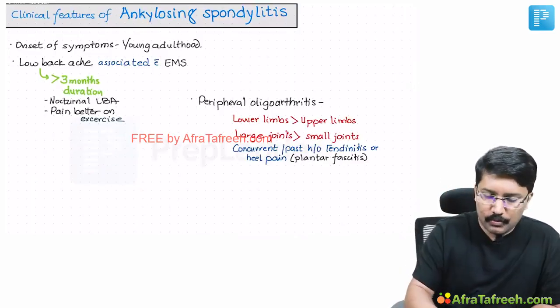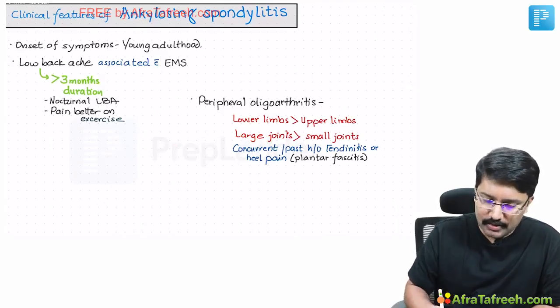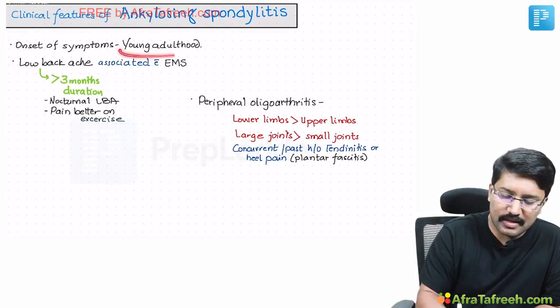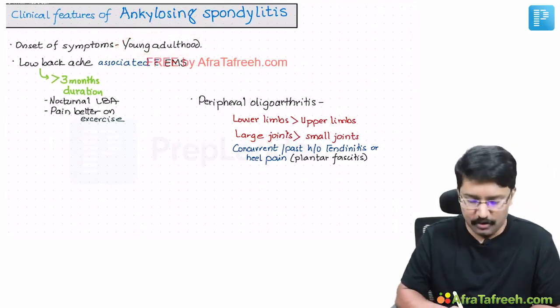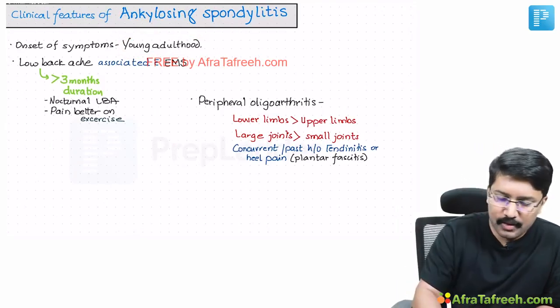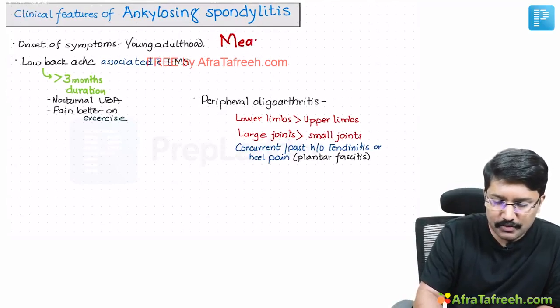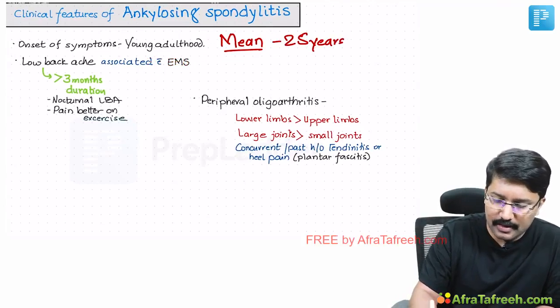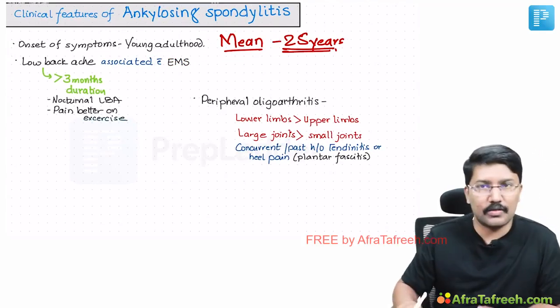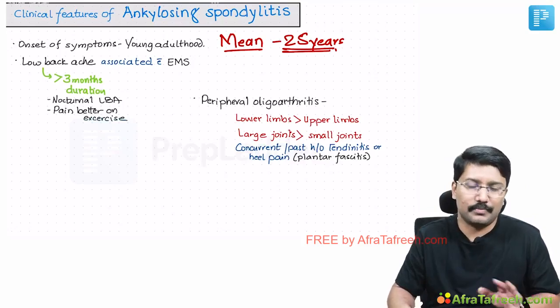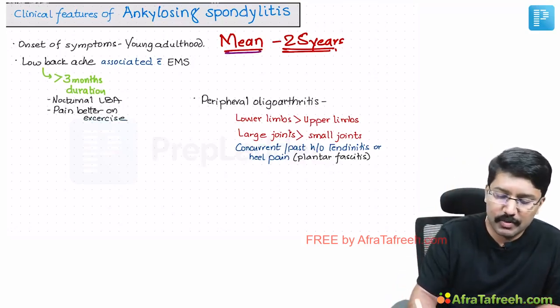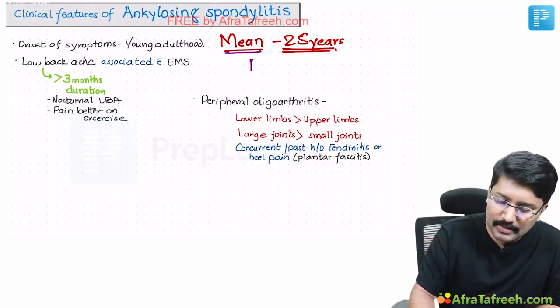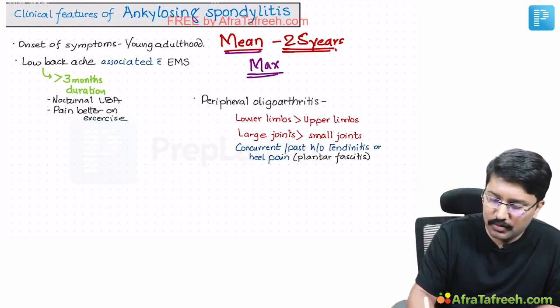Now, coming to the clinical features of ankylosing spondylitis. Usually, the age of onset of symptoms is young adulthood. The mean age of onset of symptoms is around 25 years, and the diagnosis is never considered if the onset is after 45 years. So the mean age of onset of symptoms is 25 years, and the maximum acceptable age for the onset of symptoms is 45 years.